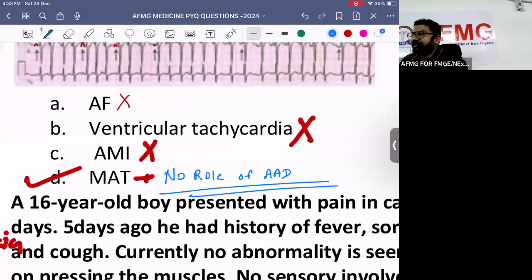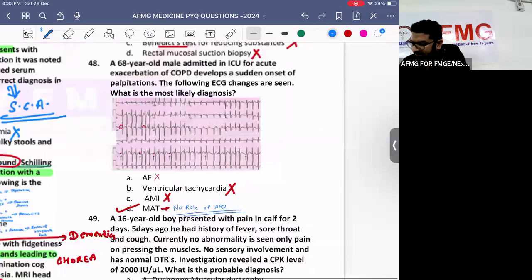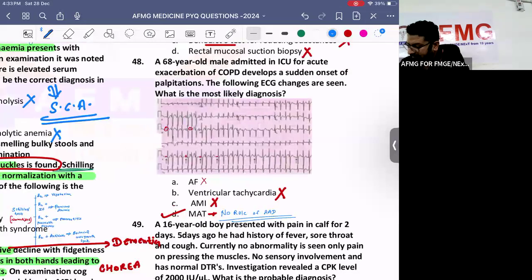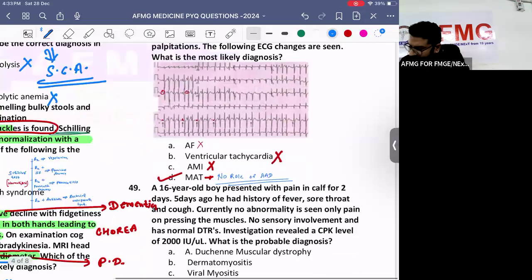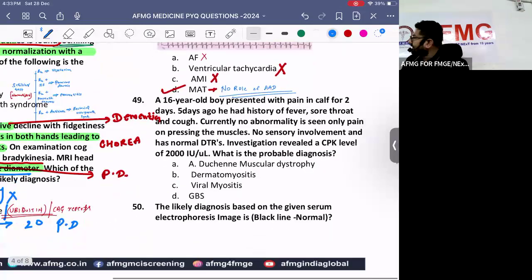कोई भी एडमिक ड्रग्स नहीं देना है इसमें, अपने आप ठीक हो जाएगा ये. Treat the sepsis, treat the COPD, right? So answer will be MAT. Clear to everyone? Okay, try to answer.